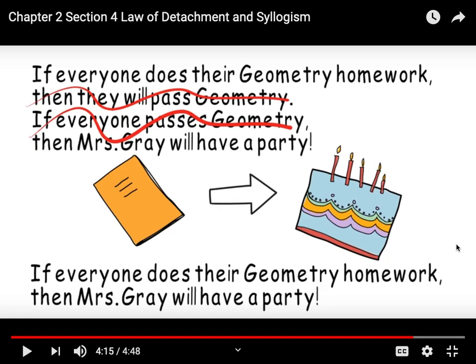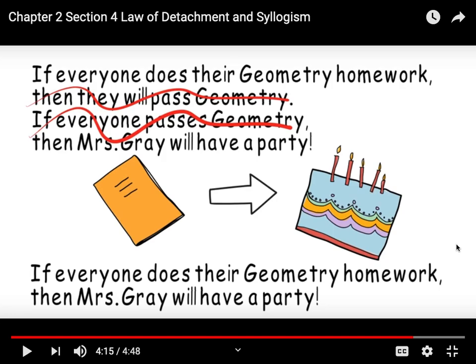So we already know that if everyone does their geometry homework, they're going to pass geometry. So we can already skip down here. If everybody passes geometry, do we know that Mrs. Gray will have a party? Well, now we do, because we had the statement twice. So we're able to cross those out and skip over it and smush the two together. So if everyone does their geometry homework, then she's going to throw a party. It's just saying a sequence of events. If this happens, then this happens. If this happens and this happens, that means this one leads to this one.